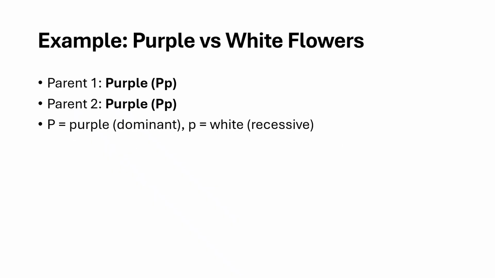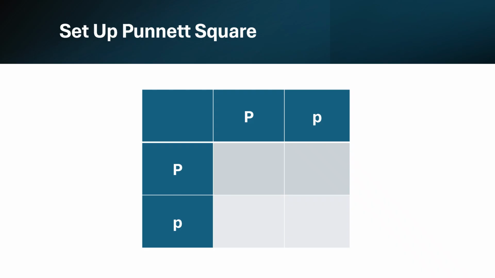Let's do a classic example with pea flowers. Both plants are heterozygous for flower color. Draw a 2 by 2 Punnett square and place the alleles from each parent along the top and the side, as shown here.